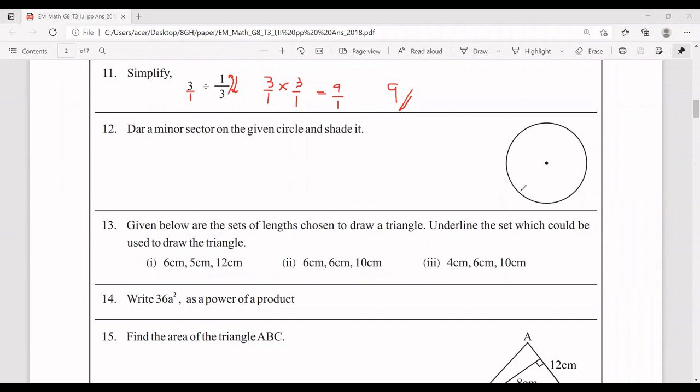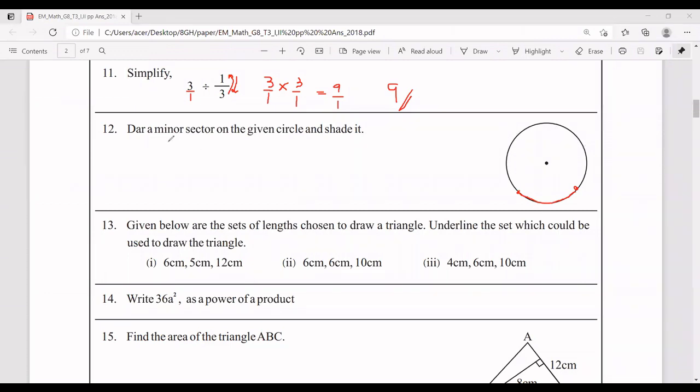When you select any 2 points on the circle, this part is called the minor arc. The smaller arc is the minor arc. The opposite side is the major arc.